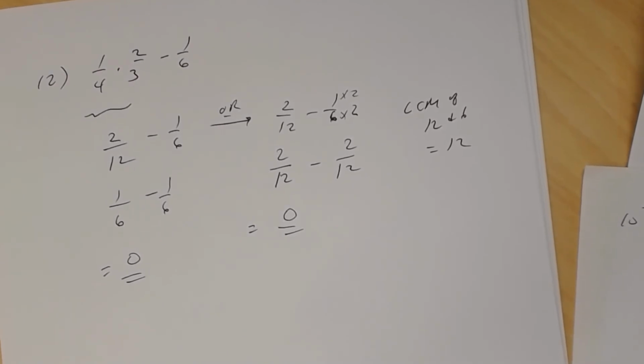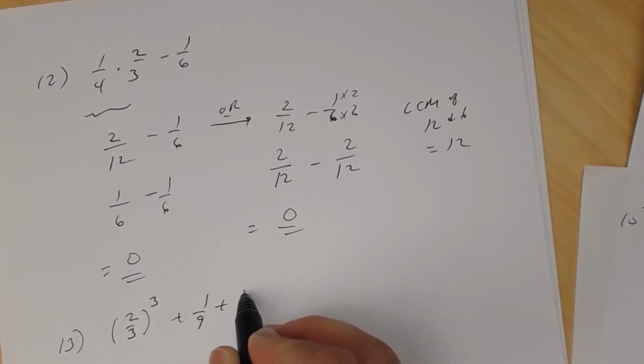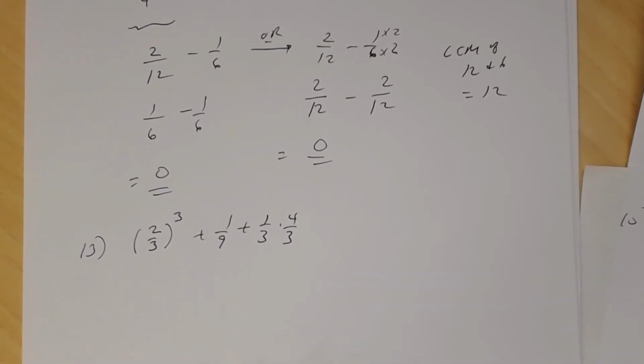Okay, now let's look at this one. Let's look at one more with fractions in it. So let's suppose we had number 13. So suppose in 13 we had 2/3 cubed plus 1/9 plus 1/3 times 4/3. Suppose we had this. So 2/3 cubed plus 1/9 plus 1/3 times 4/3.